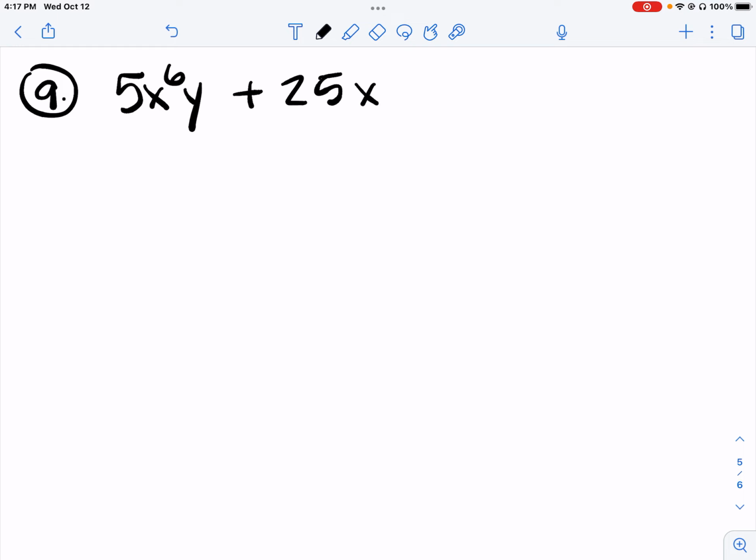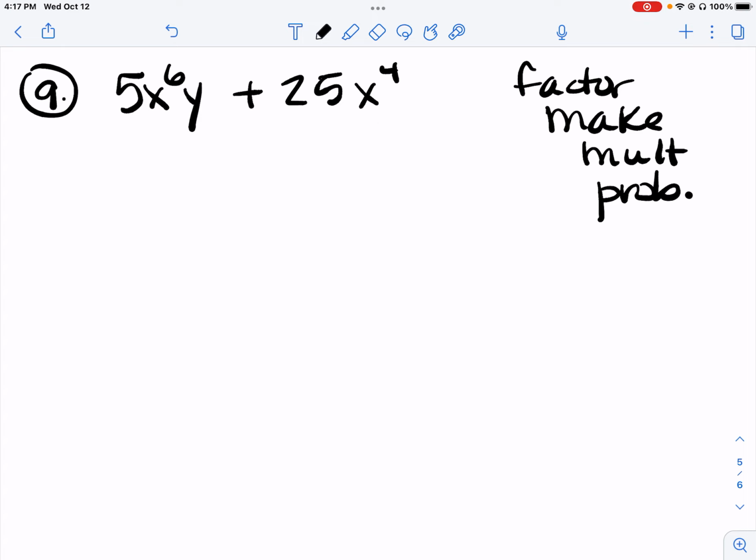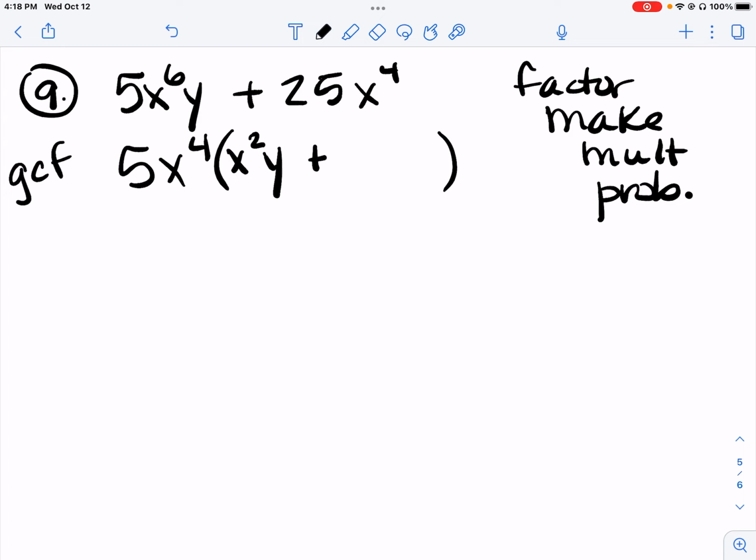Then we start factoring. Make a multiplication problem. Okay, number 9, it says take out the greatest common factor. 5 goes into both of those, and they both have x^4. They both don't have a y, so there's not a y in common. 5x^4 times x squared y would give me 5x^6y plus 5x^4 times 5 would equal the 25x^4.